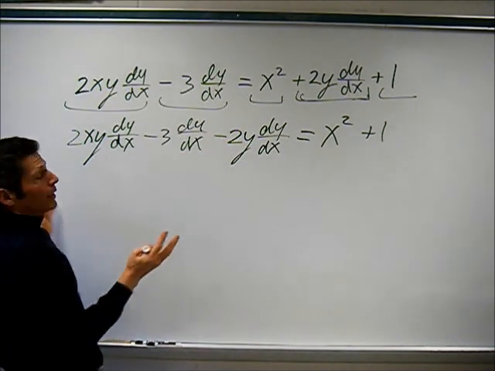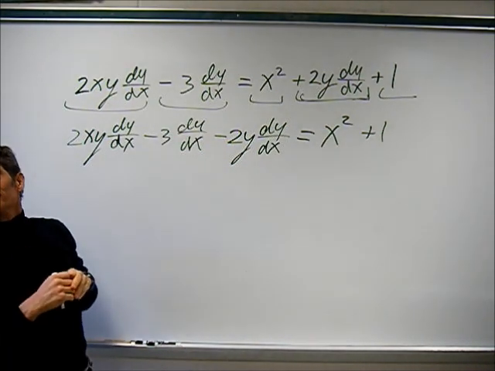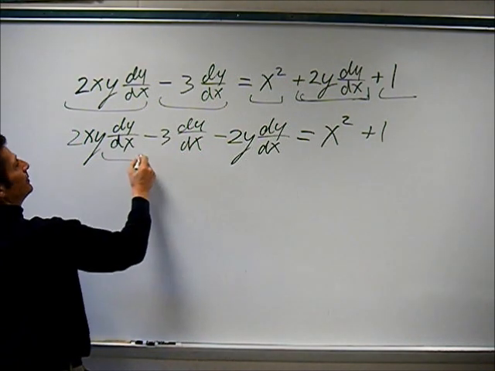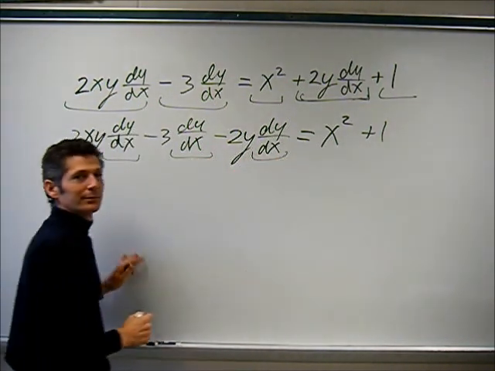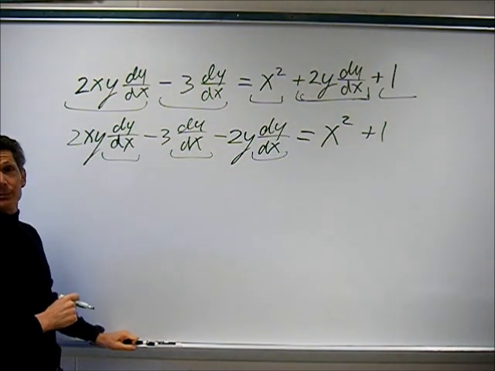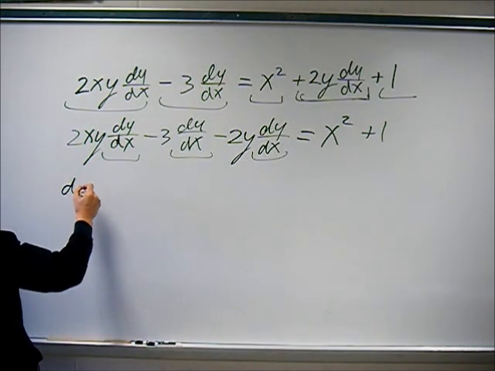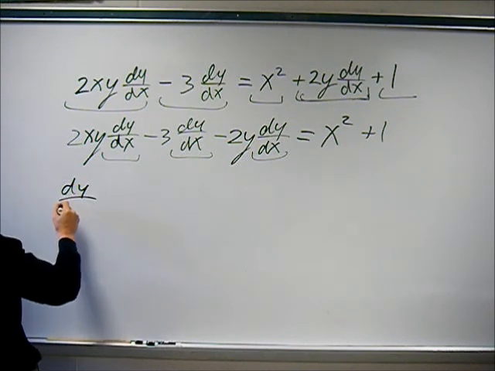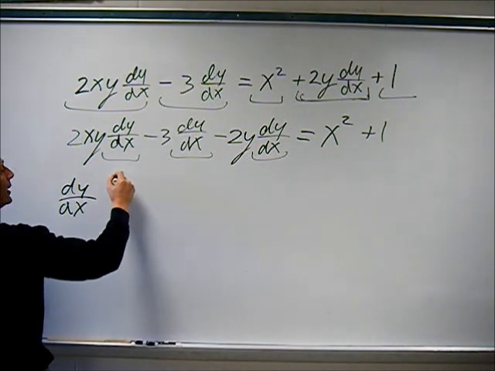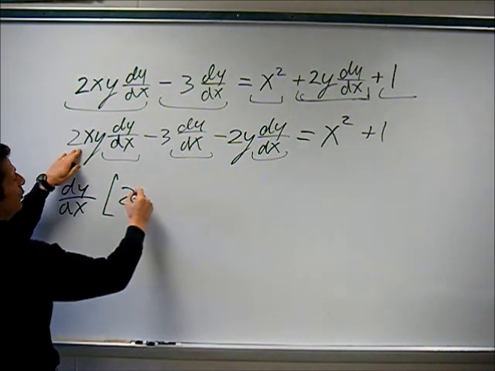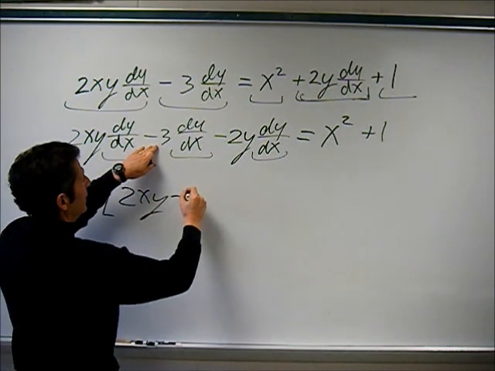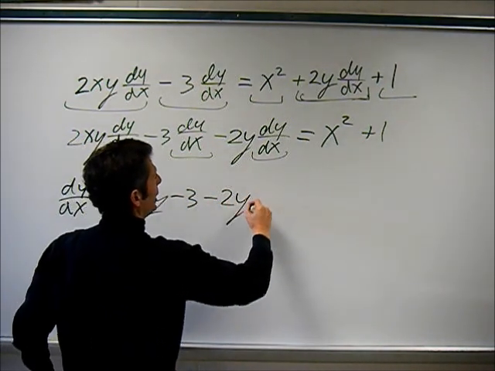So now what? Well, we're solving for dy dx. I don't think I can combine those terms because they're not like terms, so we only have one thing to do. Factor. Just like the other problem, I'm factoring something out. I'm factoring out the dy dx. And I just write down what's left: 2xy minus 3 minus 2y.